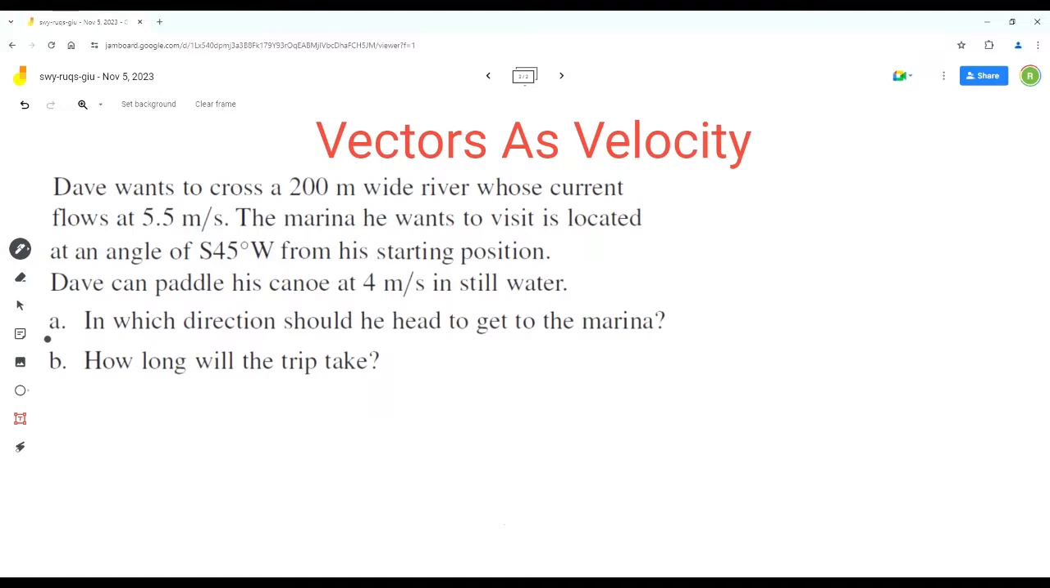In part A, we have to find the direction in which he should head to get to the marina. So the first step is to draw a diagram for this problem to understand what's given and what we need to find. So let's start with the river. Let's assume this is the river and it's flowing from top to bottom. And the river speed is 5.5 meters per second.